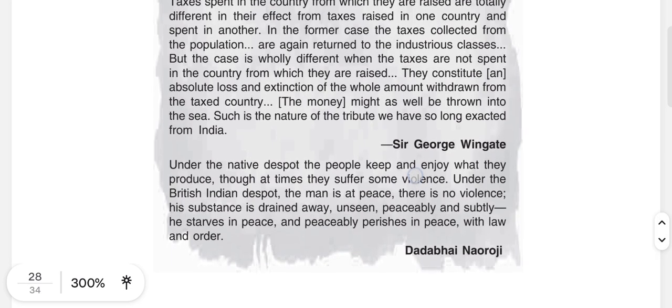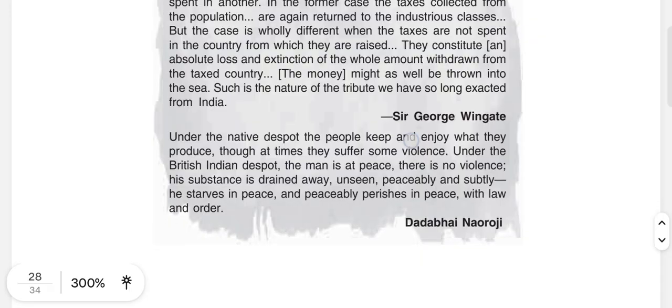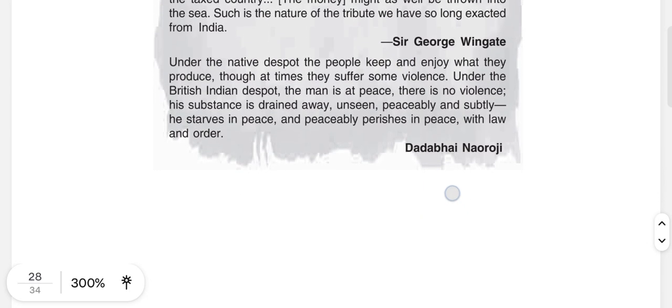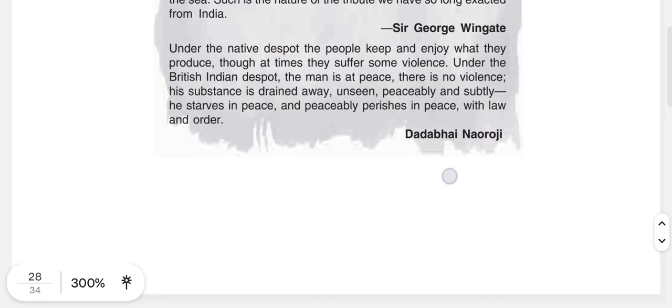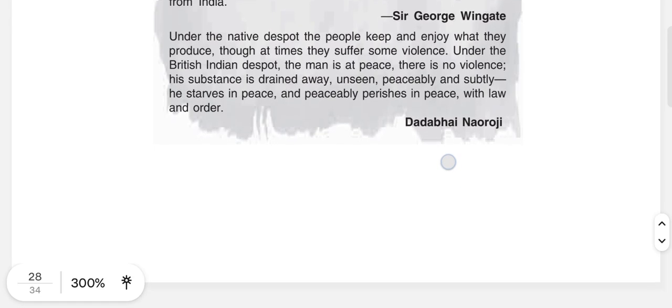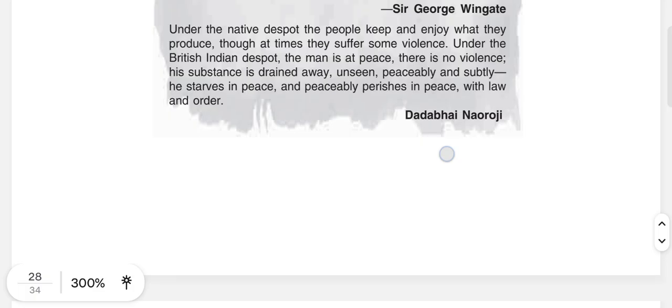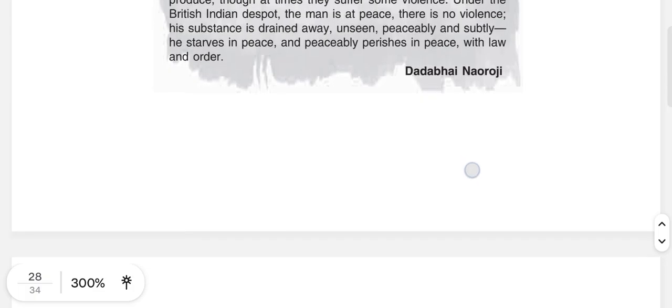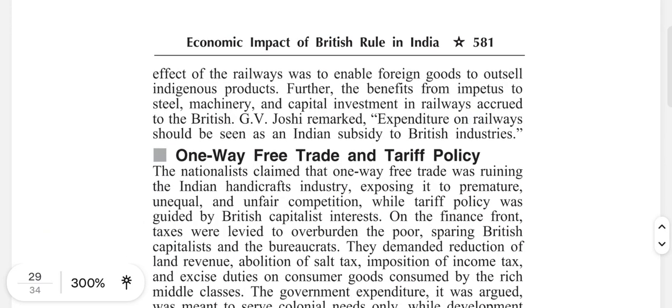Sir George Wingate: Under the native despot the people keep and enjoy what they produce, though at times they suffer some violence. Under the British Indian despot, the man is at peace. There is no violence. His substance is drained away, unseen, peaceably and subtly. He starves in peace and peaceably perishes in peace with law and order. Dadabhai Naoroji.